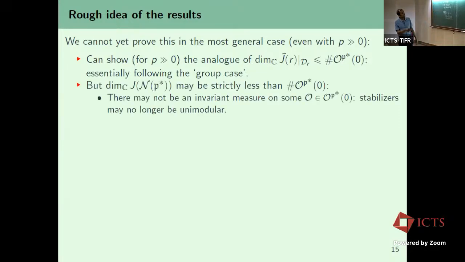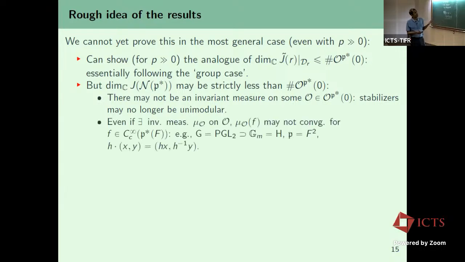Okay, but the dimension of the distributions supported on the nilpotent cone may be strictly less than the number of nilpotent orbits. Okay. This is because of two reasons. Unlike in the group case, there may not be an invariant measure on nilpotent orbits because the stabilizers may not be unimodular. Okay. The second reason is that even if there is an invariant measure, Rangarao's theorem might fail.